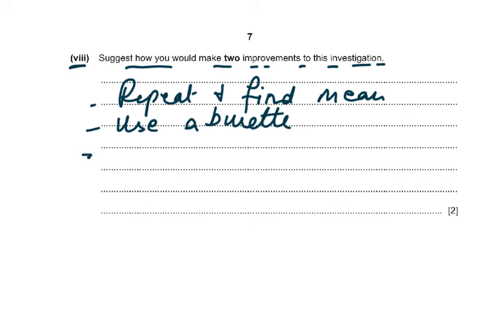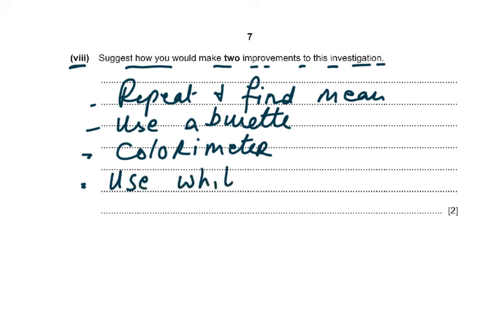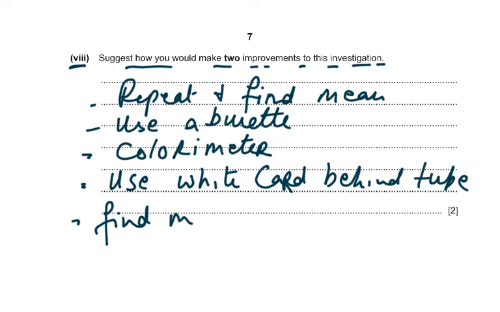Then use a colorimeter. Whenever there's a color change, the best thing to use is a colorimeter, which is going to measure the color very accurately. And use a white card behind the tube so that you can know when the blue color has appeared. It becomes more obvious, more conspicuous. And find the mass of iodine added. This of course gives it more accuracy.